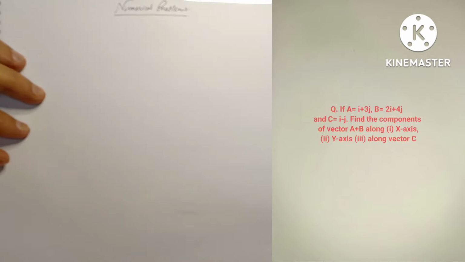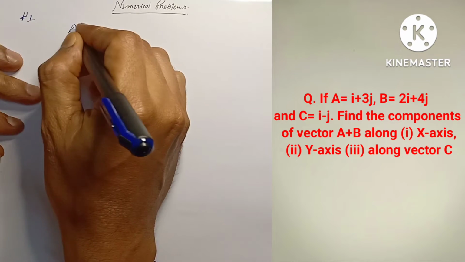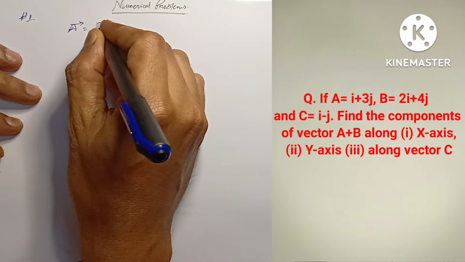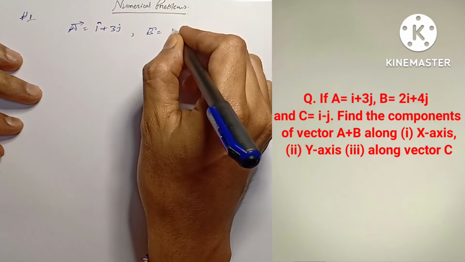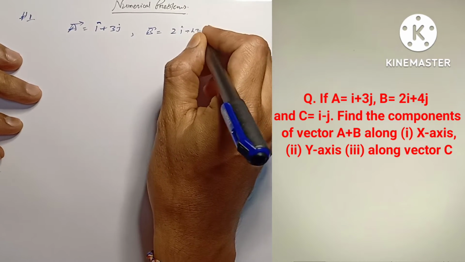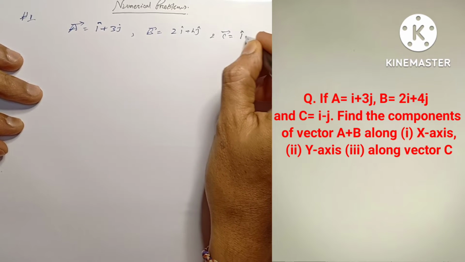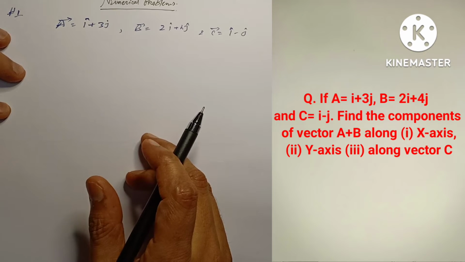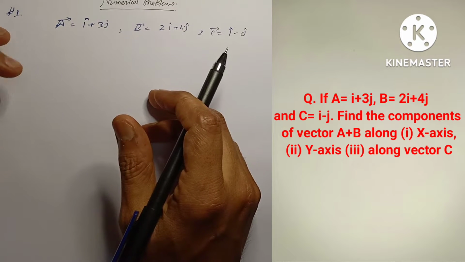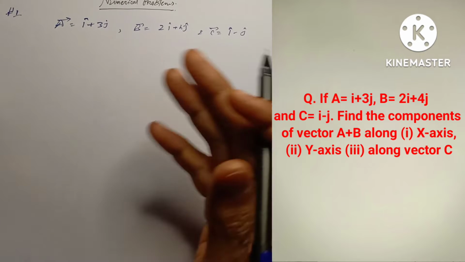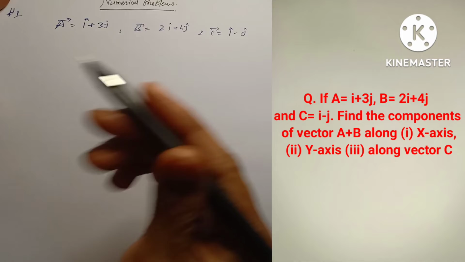So let us start. A vector is given: A vector equal to i cap plus 3j cap, B vector equal to 2i cap plus 4j cap, and C vector equal to i cap minus j cap. Find the components of vector A plus B along x-axis and y-axis. So first of all we need to calculate A plus B.